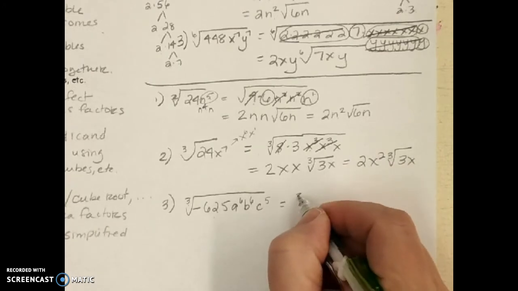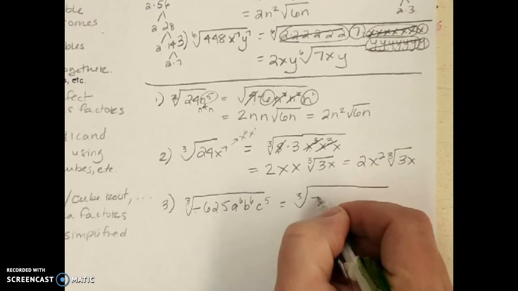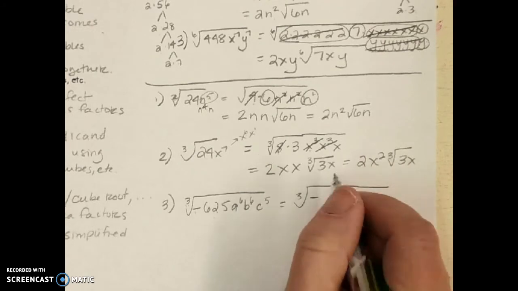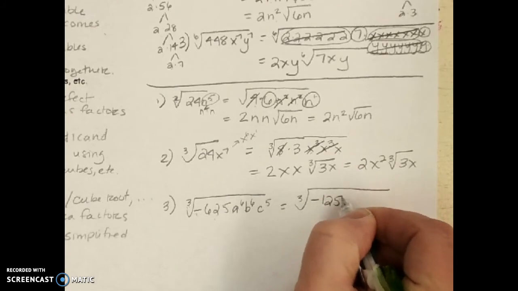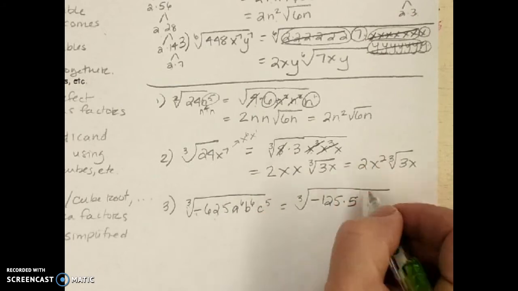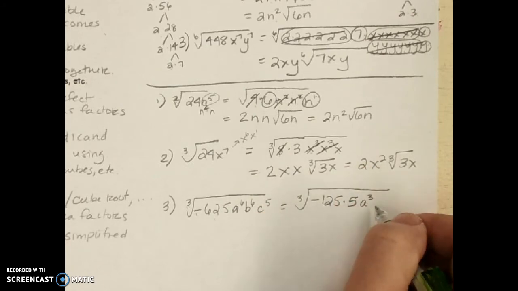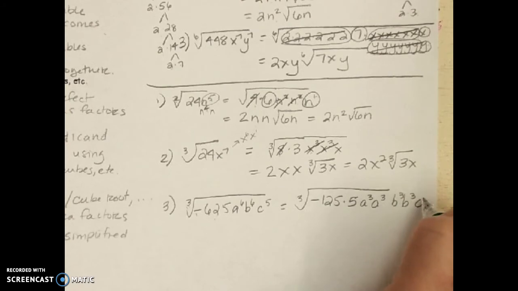So here's what I'm going to do. The other thing that I wanted to point out on this one is it's got a negative. If the index is odd, 3, 5, 7, 9, and so on, and this number is negative, then you're going to work it where that negative is going to come out. So I'm going to rewrite this negative 625 as negative 125 times positive 5. And then that a to the 6th, if you want to break that down to groups of 3, I've got an a cubed and an a cubed, a b cubed and a b cubed, a c cubed and a c squared.